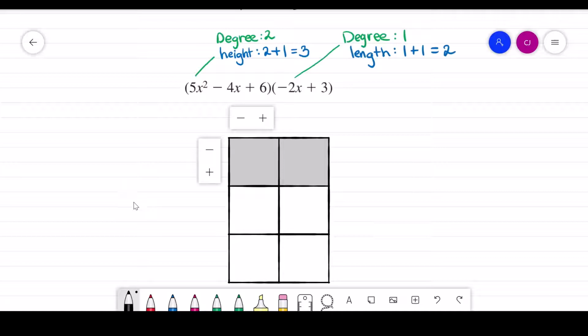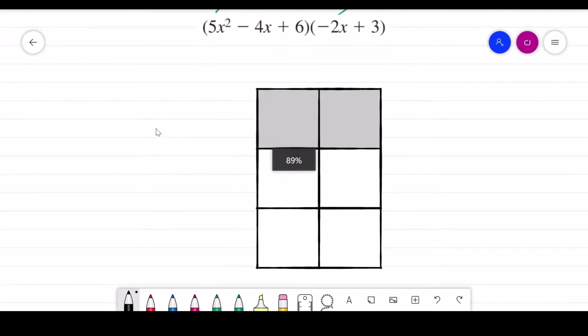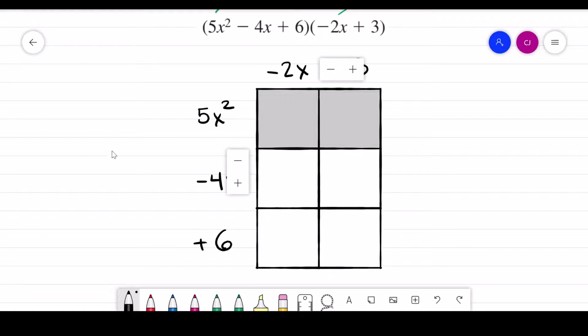For step number 2, we want to write the polynomials that we are multiplying on the outside edges of the box. So I'm going to write my first polynomial on the left, and my second polynomial is going to be on the top. Now I'm going to go ahead and multiply my boxes to get my values.